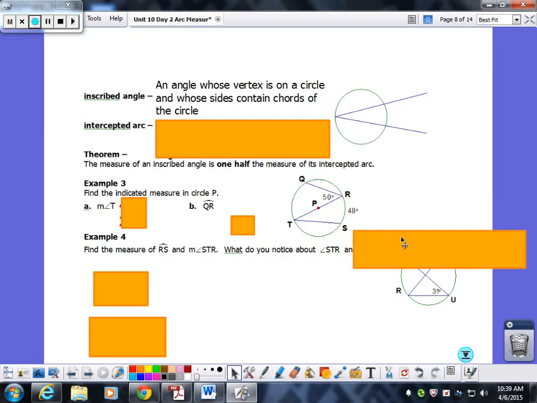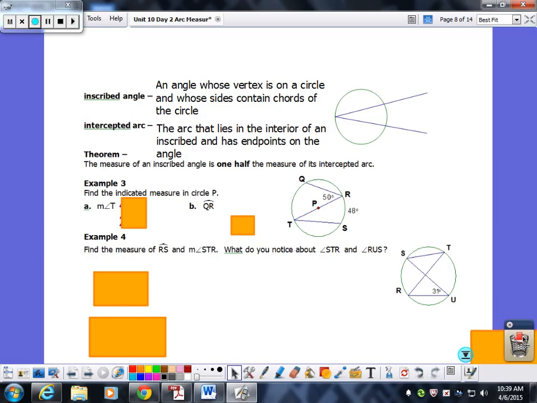An inscribed angle is an angle whose vertex is on a circle and whose sides contain chords of the circle. In this picture right here, this little angle is our inscribed angle. The intercepted arc is the arc that lies in the interior of an inscribed angle and has endpoints on the angle. So here is our intercepted arc right here. The measure of an inscribed angle is 1/2 the measure of its intercepted arc.